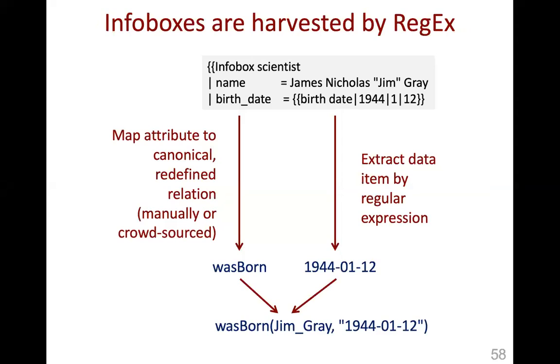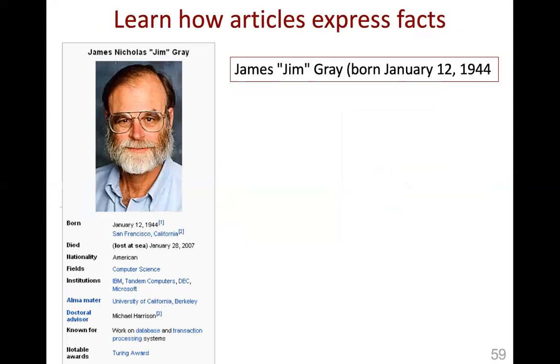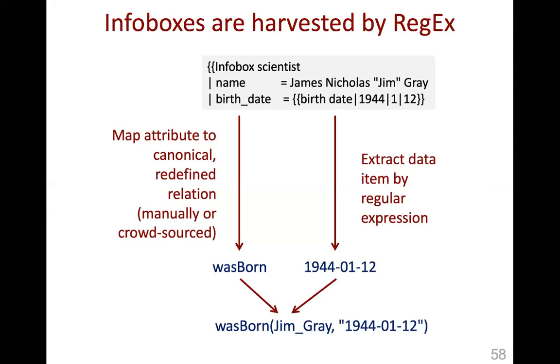This was born, right? So the birth date can be extracted as the relationship "was born", and you extract the data by regular expression. It can also extract the actual time, then you can create the knowledge: was born, Jim Gray, 1944 1 at 12, right? Then you can put it inside your database by just processing Wikipedia.